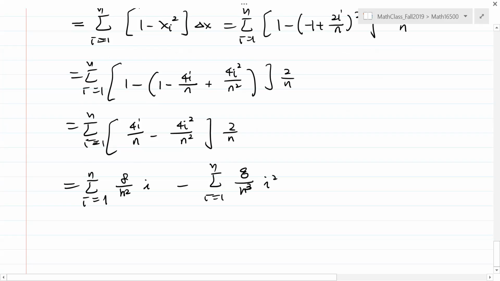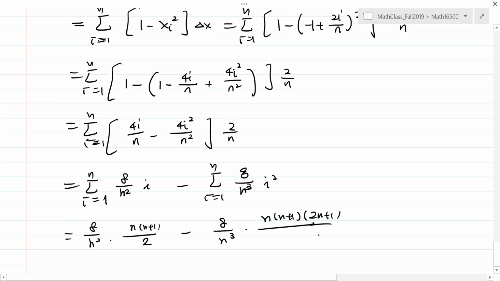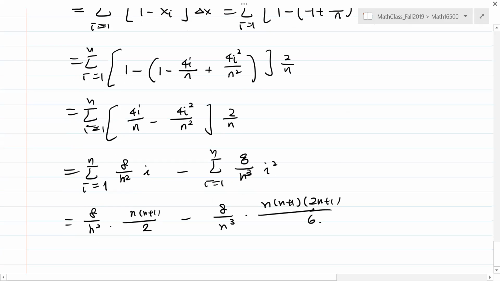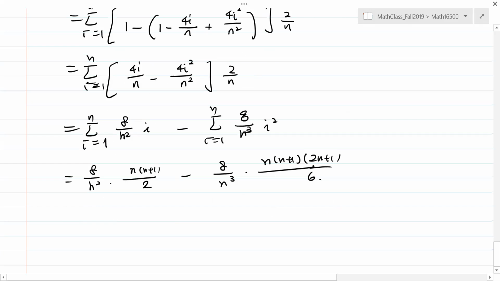Okay. Then what is the sum of i, i from 1 to n, 1 plus 2 plus 3? So it's 8 over n squared, n times n plus 1 divided by 2. Here's 8 over n cubed. So the sum of i squared is 1 squared plus 2 squared plus 3 squared all the way to n squared, which is going to be n times n plus 1, 2n plus 1 over 6.